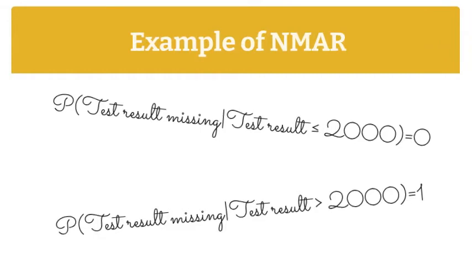This shows clearly that these two probabilities are not 0.5, which basically means that the missing data depends on the values of test result itself. And if this is the case, it means that it is a not missing at random mechanism. And for such mechanism, imputation cannot be carried out. So it might happen that we will need to neglect this variable or find out more information on the missing values.